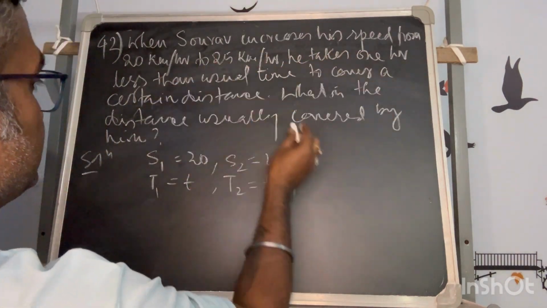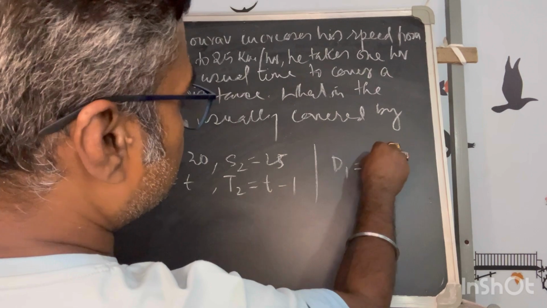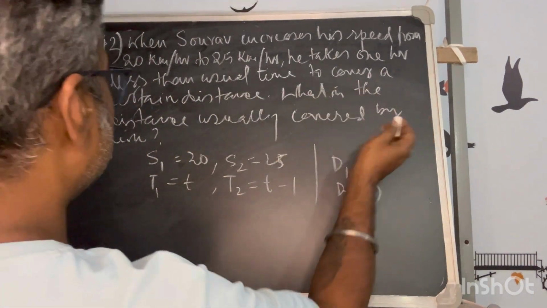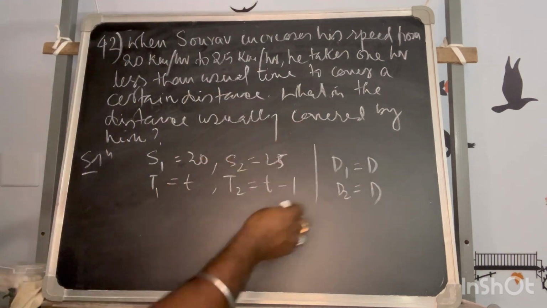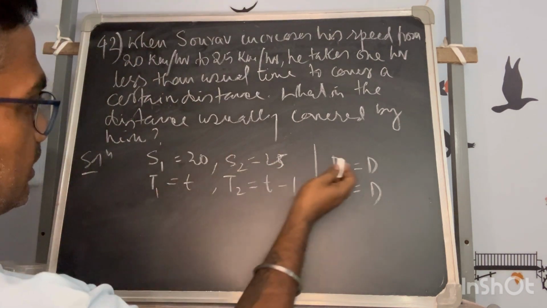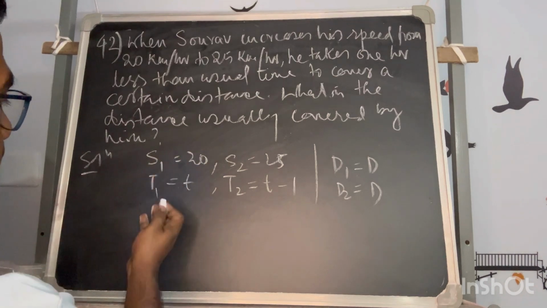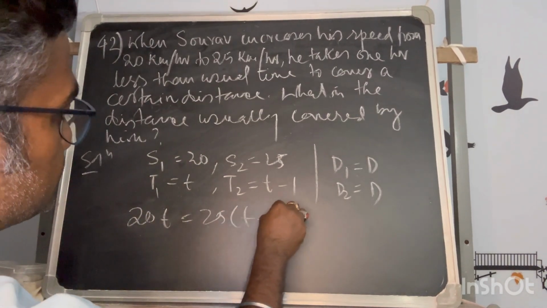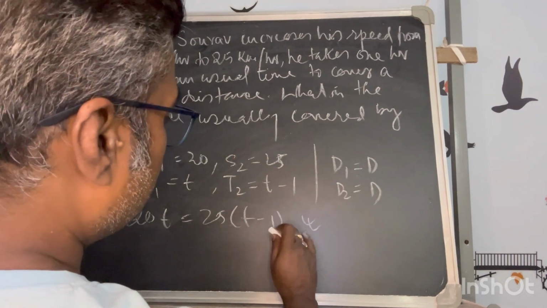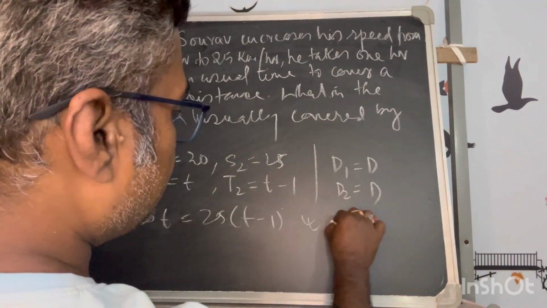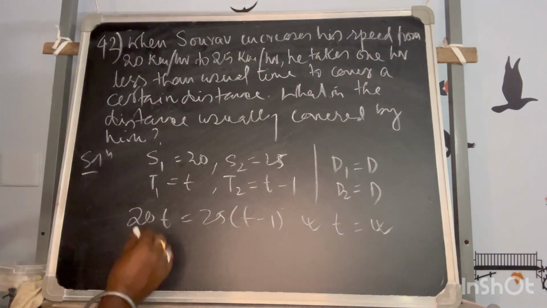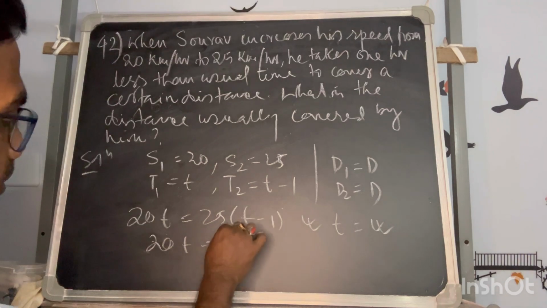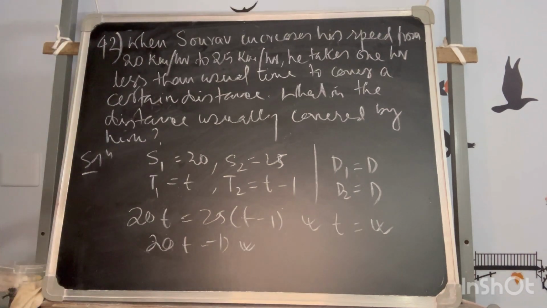To cover a certain distance, in both cases distance D1 is equal to D, and I take D2 also equal to D, keeping the same distance. What is the distance usually covered? From this, nothing is left. Distance is equal to S1 into T1, so 20 into T is equal to 25 into T minus 1. From there you can easily calculate T. If T is known, put it in 20 into T, that is equal to D. So D is also known. You can solve it for yourself.